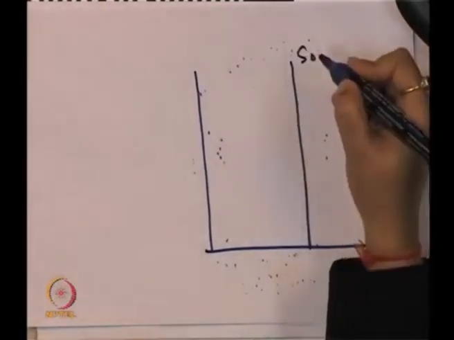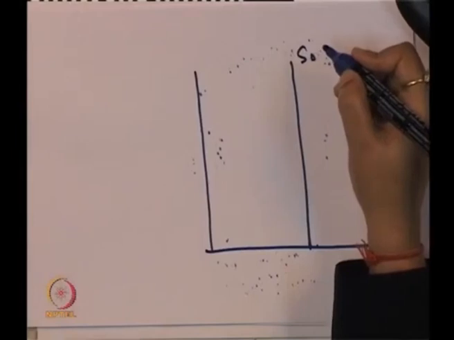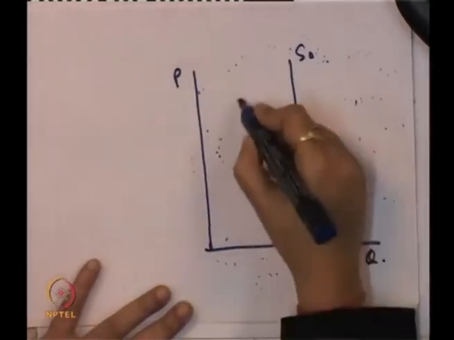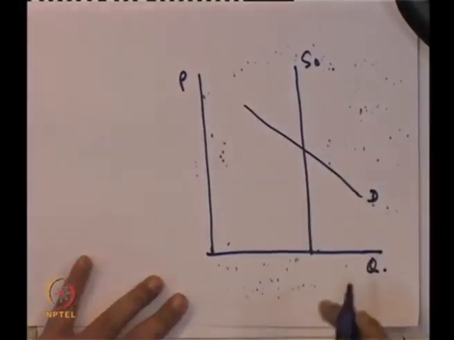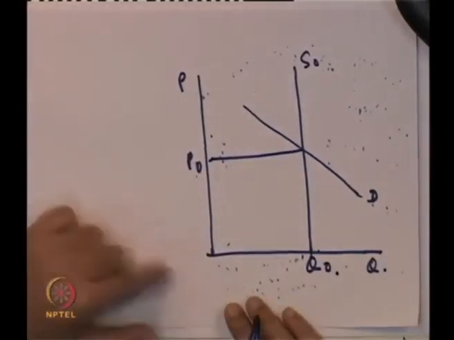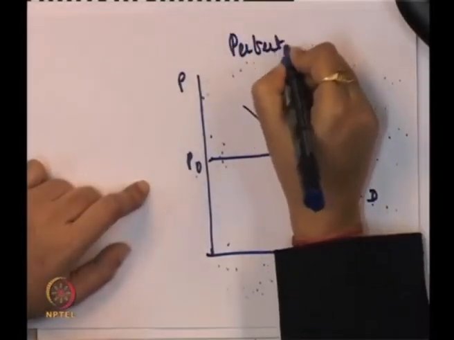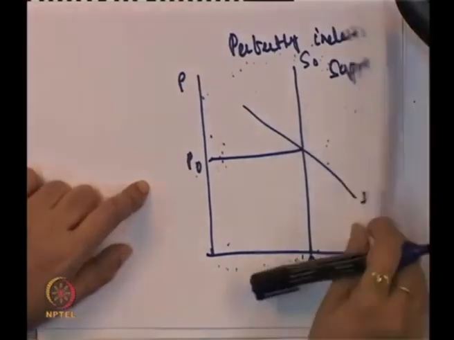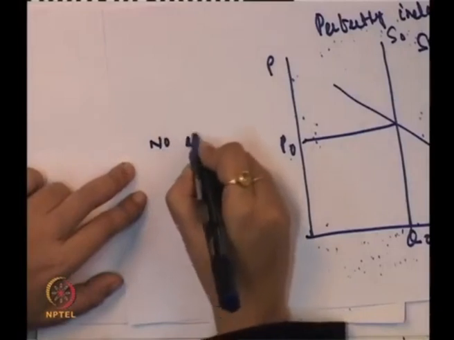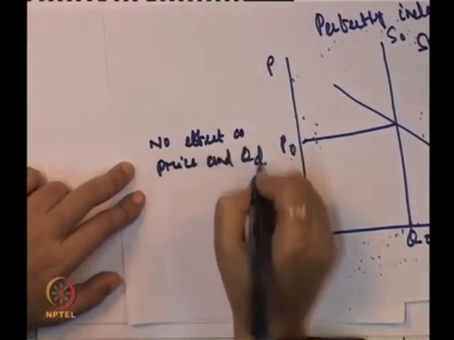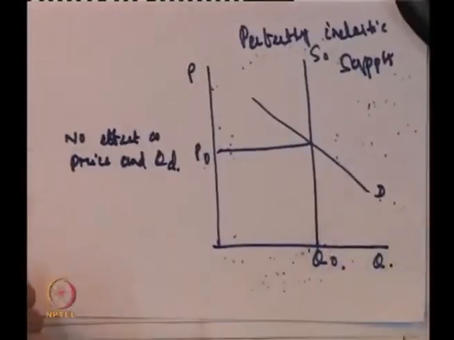So, in case of a perfectly inelastic supply curve, the curve is parallel to the price axis. It means whatever may be the change in the price, it is not going to change the quantity supplied. So, in this case, there is no effect on price and quantity, because imposition of tax will not lead to any change in the supply curve.